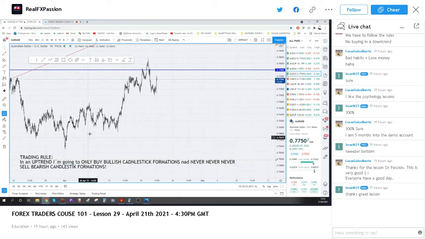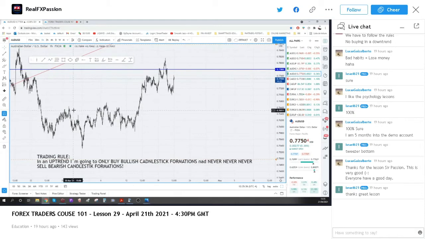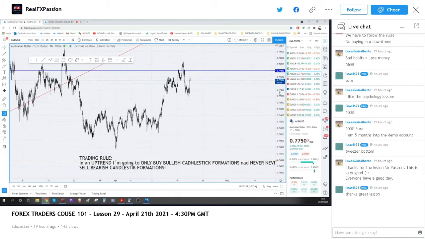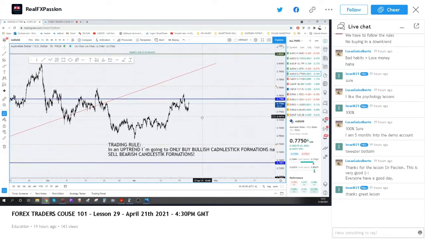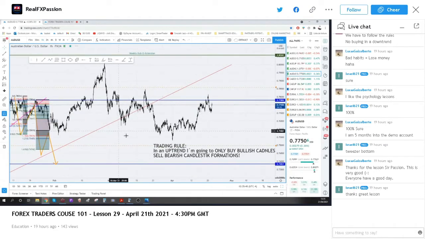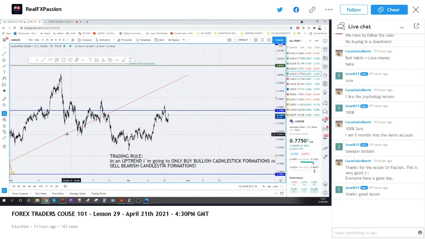Okay, Passion, can I sell in an uptrend? No, no. If you're a beginner trader, you can do this. Please don't sell, beginner traders. Okay, so don't bother about the Fibonacci's, everybody. We're going to learn this in the future lessons.